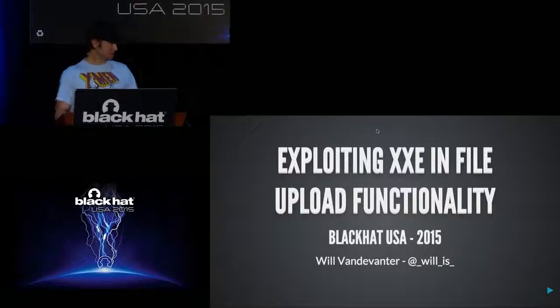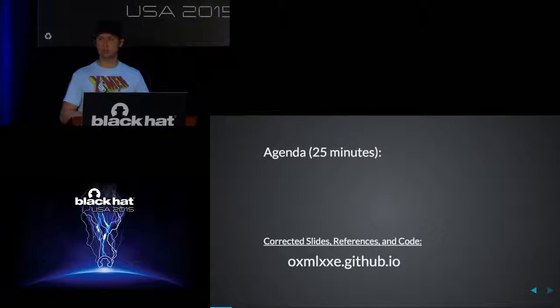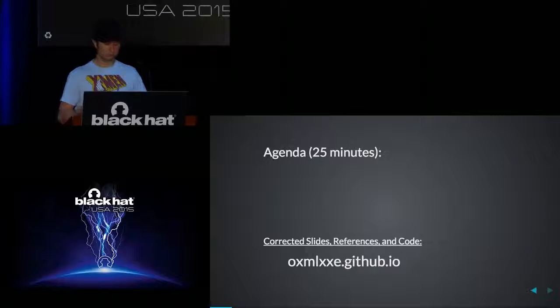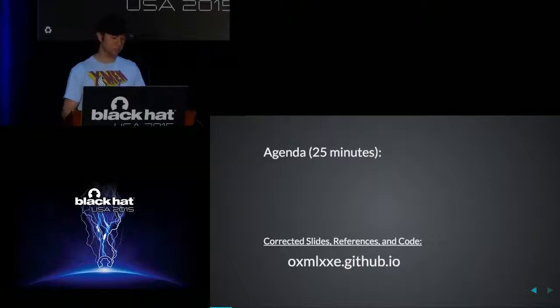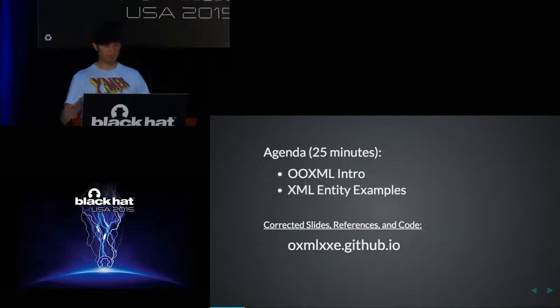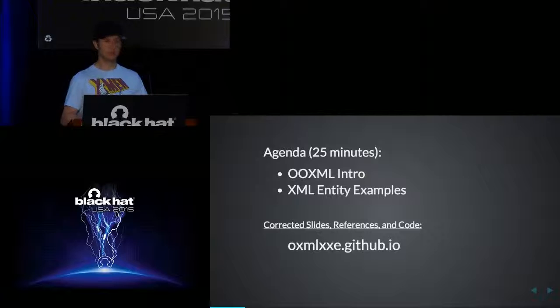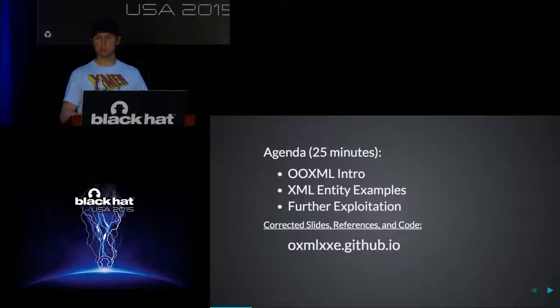I know it's early. So this is exploiting XXE in file upload functionality. The basic overview for the presentation: I'm talking about inserting external XML entities into different files and uploading them into a web app to essentially exploit the vulnerability, primarily focused on OXML or Office documents. So I'll introduce OXML, talk about the format a bit, introduce XML entities in the context of that, and then take the exploitation a little further from there.